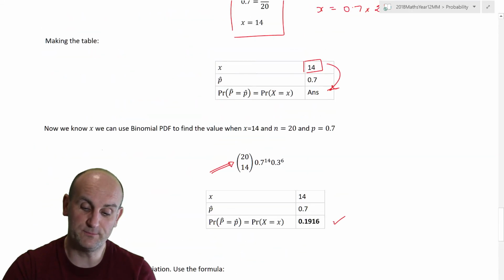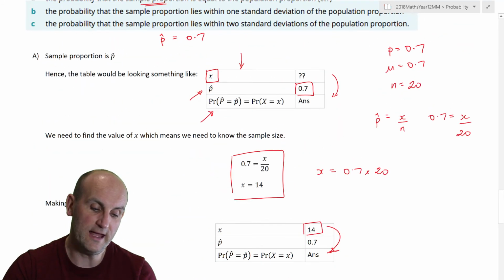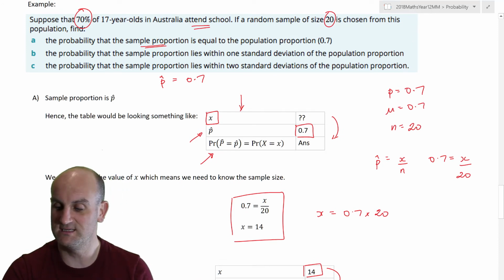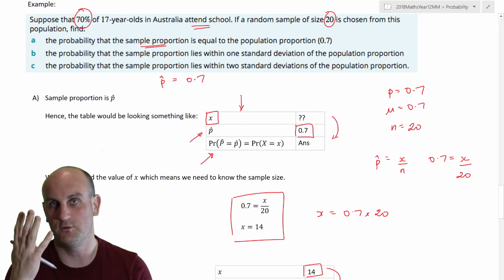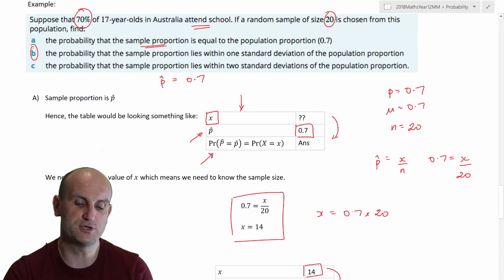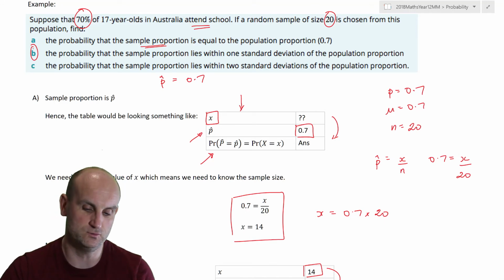So there we go. There's the probability. The probability that my sample proportion is equal to the population proportion is 0.1916 to 4 decimal places. Part B. The probability that the sample proportion lies within one standard deviation of the population proportion.